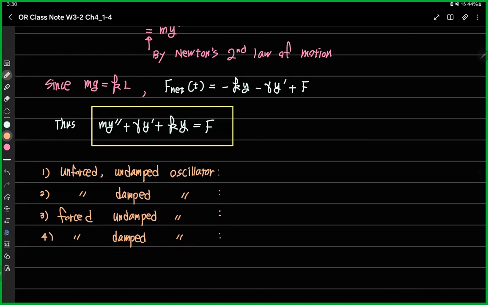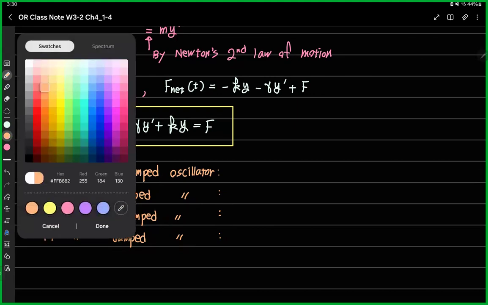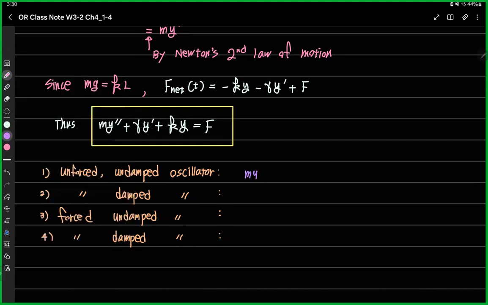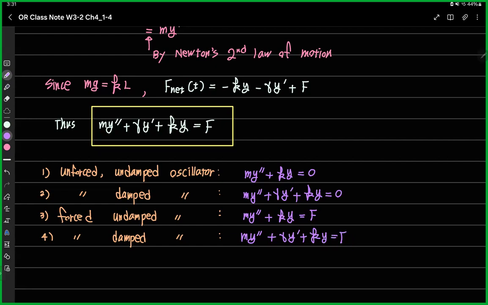So for this case, unforced and undamped, which means no external force and no damping force, we got m y double prime plus k y is equal to 0. Unforced, so no external force, damped, there is a damping force, so we got m y double prime plus gamma y prime plus k times y is equal to 0. Then forced, so there is the external force, and undamped, no damping force. So m y double prime plus k times y is equal to F. And this is m y double prime plus gamma y prime plus k times y is equal to F.